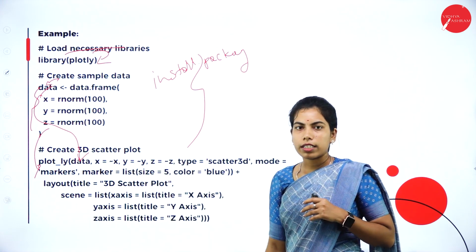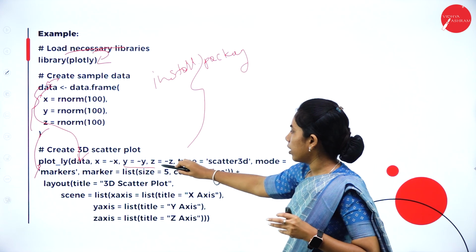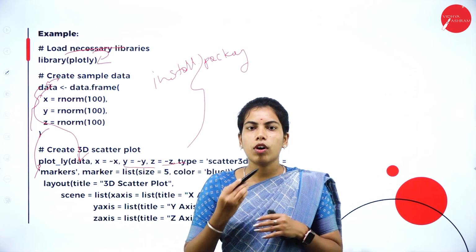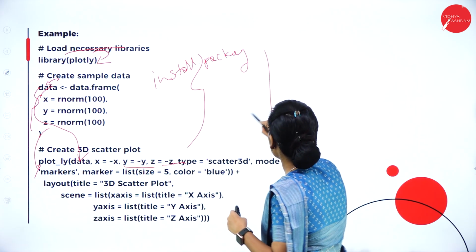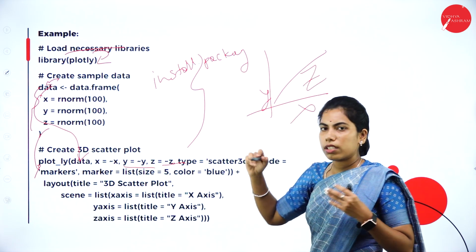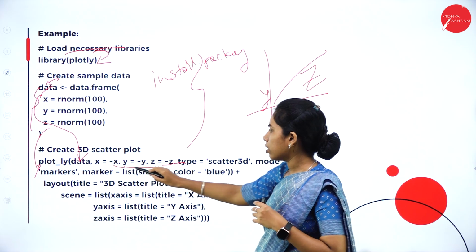x is equal to x, y is equal to y, and z is equal to z. So we can visualize the graph using more than 2 dimensions; that is, we can visualize the graph in 3 dimensions. This is x, this is y, and this is z. This is how the 3D scatter plot will look. That's why the parameters x, y, z.